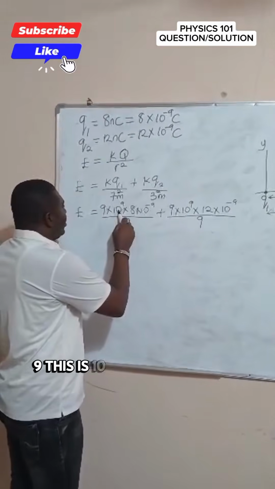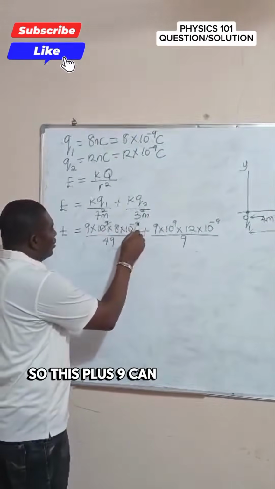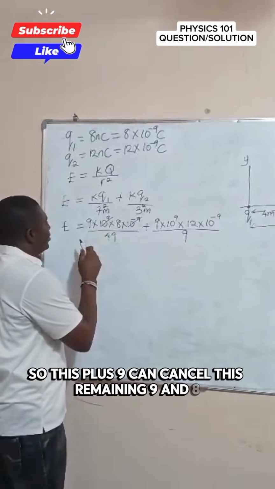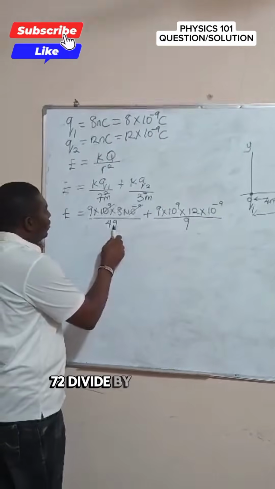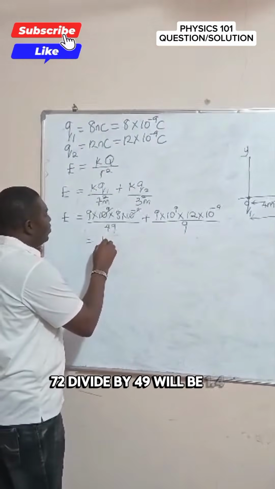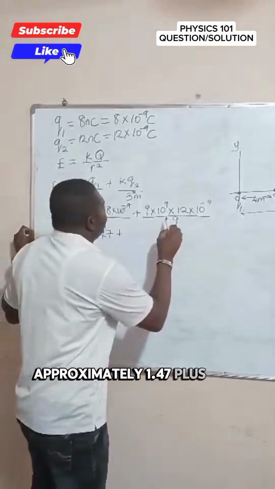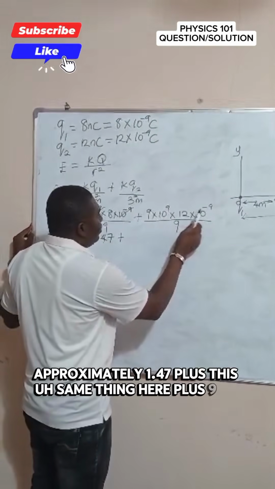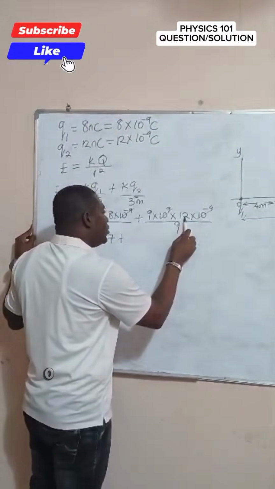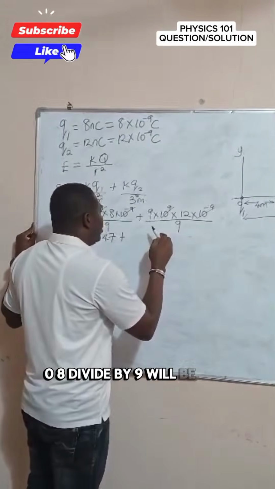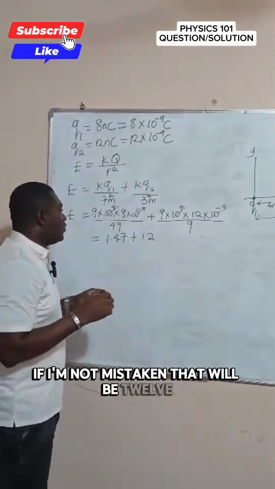9. This is 10 raised to power 9, and this is 10 raised to power minus 9. So they cancel, remaining 9 and 8. 9 multiplied by 8 is 72. 72 divided by 49 will be approximately 1.47, plus this same thing here, 10 to the 9 and 10 to the minus 9 cancel. 9 multiplied by 12 is 108, divided by 9, that would be 12. If I'm not mistaken, that would be 12.